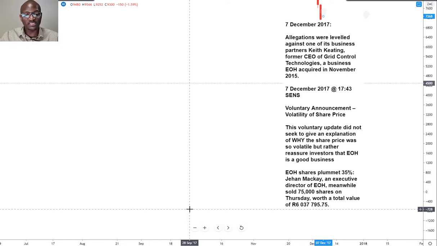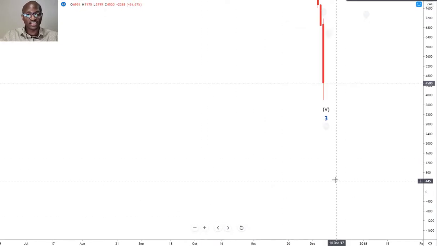It was a voluntary announcement regarding the volatility of the share price. This update did not seek to give an explanation of why the share price was so volatile, but rather to reassure investors that EOH is a good business. And the same day, there was another article with the headline, "EOH shares plummet 35%." And within that article, they mentioned that Jian McKay, an executive director of EOH, had sold 75,000 shares with a total value of 6 million, but they didn't say why he sold the shares.